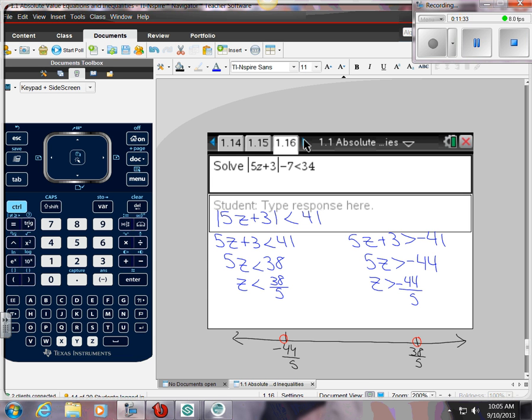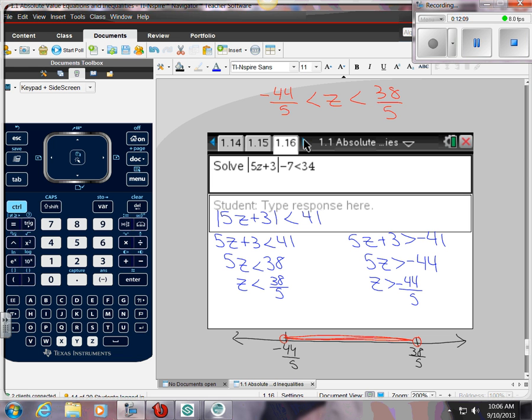Z is less than 38 fifths. Which way? Left. Good. Greater than negative 44 fifths? Right. So we're talking about everything in between, right? So what is this called again? Conjunction. We're going to write it as how many inequalities? 1, right? So we start with our smaller number, negative 44 fifths. It's going to eat the Z and 38 fifths. You okay with that? Okay.